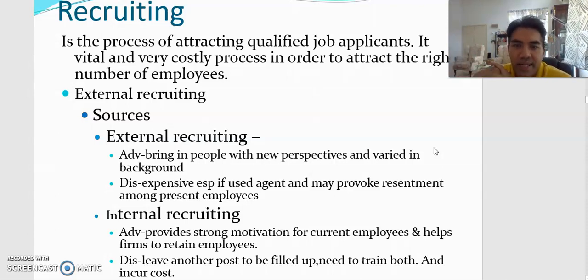Like I said earlier, there are two sources, whether external or internal. The difference is very easy. External means that you recruit from outside of your company. Internal means you conduct the recruitment from existing employees within your organization. The advantage of using external is that you can bring in new perspectives with different backgrounds. But the disadvantages are that sometimes it is very expensive, and sometimes this may provoke resentment among present employees.